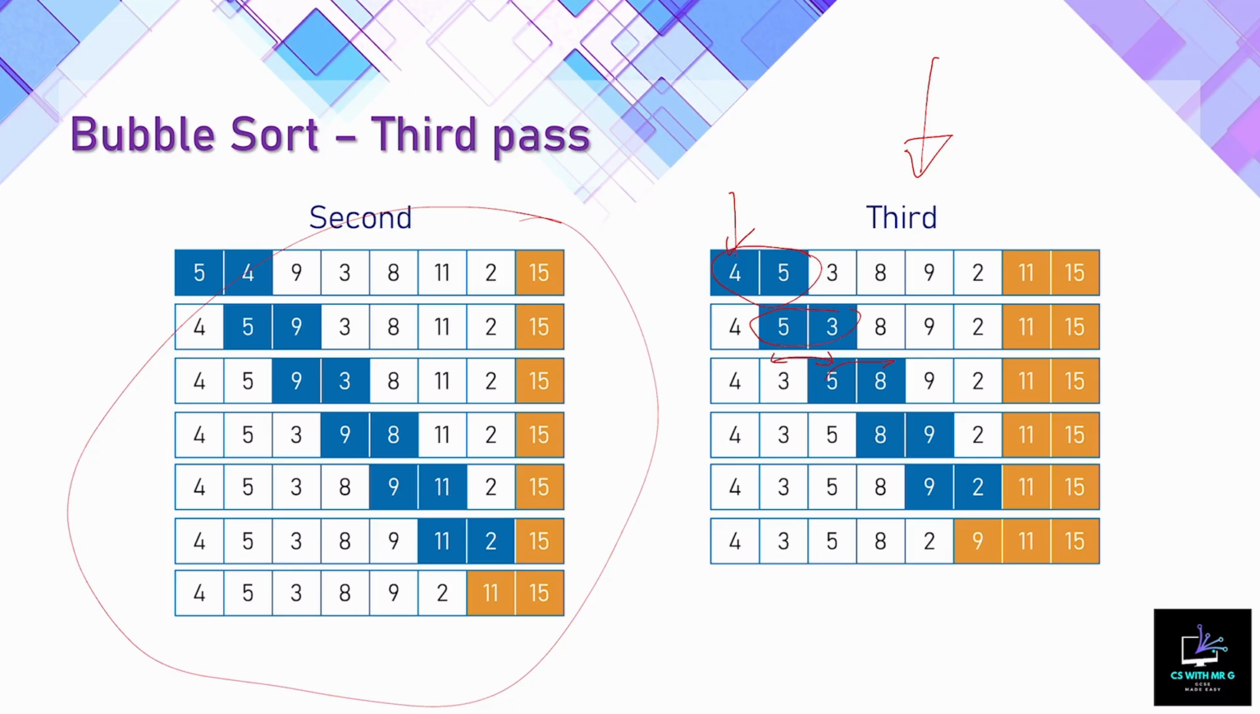5 and 8 already in order, they stay the same. 8 and 9 stays the same. 9 and 2 need swapping. So now 9 is in the correct position. So as you can see, these three numbers here are all finalized in their final position.